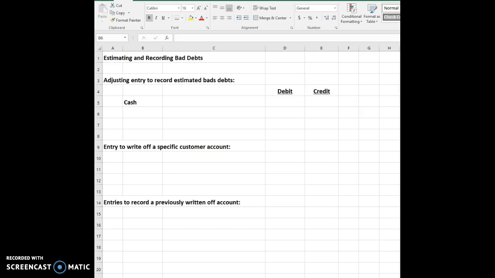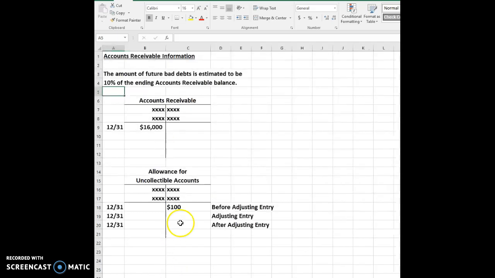What I have here is some information. I'm going to prepare entries for the bad debts right here. Information that we have is the amount of future bad debts is estimated to be 10% of the ending account receivable balance. So I just made some numbers up here. These X's here represent numerous entries that are made into the account receivable account all during the year. And I just put down here an ending account receivable balance of $16,000.